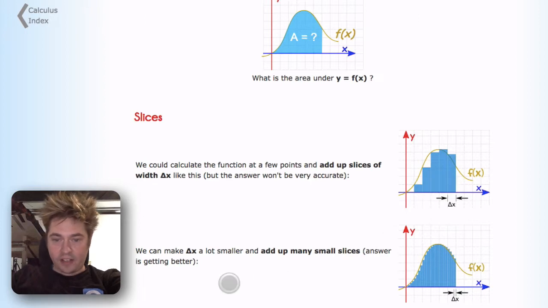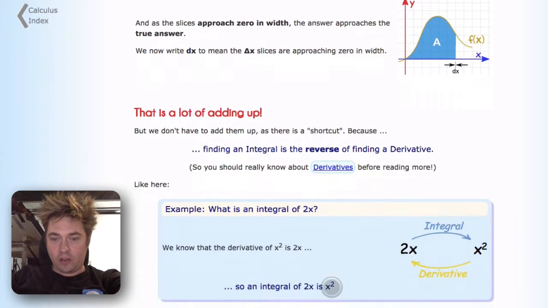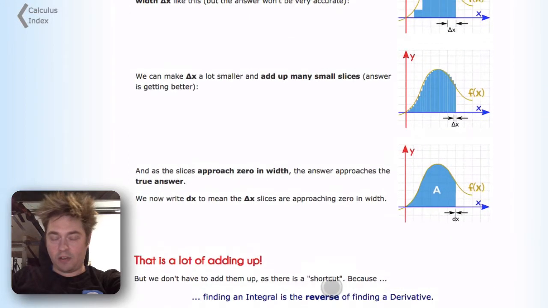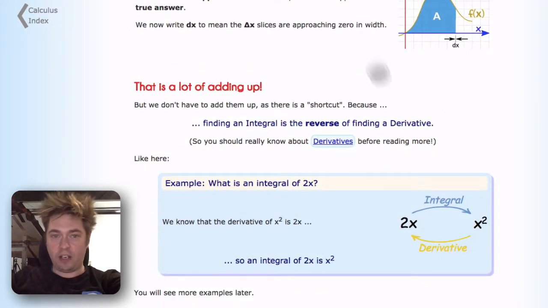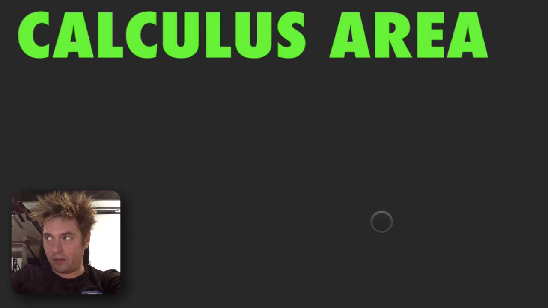We could start slicing things up, but what we want to do is slice it up infinitely. So we're talking about slices, and that's a lot of adding up, but there's a trick that we can use. My gripe is, maths isn't about a trick, it's about trying to understand why it works.